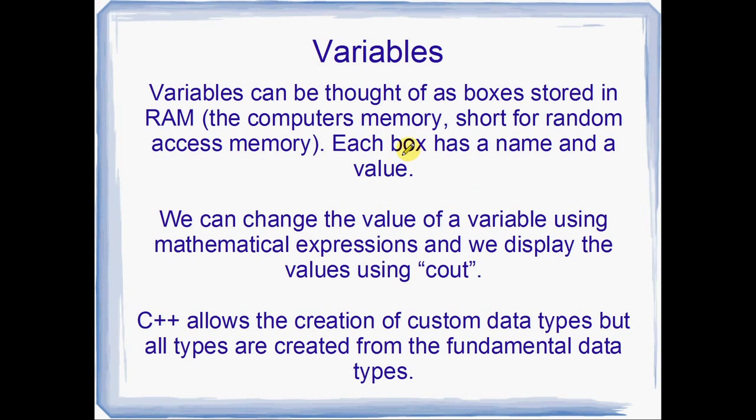Anyway, each box or each variable has a name and a value, and we can change the value of a variable using mathematical expressions, and we can display the values using cout, which we'll do at the end of the tut in a little example. C++ allows the creation of custom data types, but all data types are created from the fundamental data types.